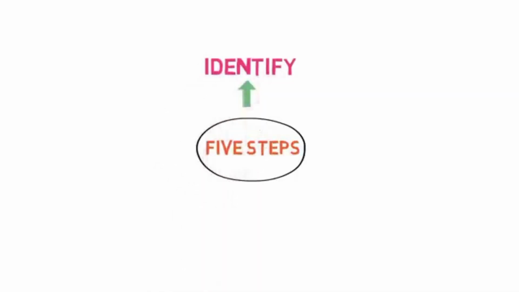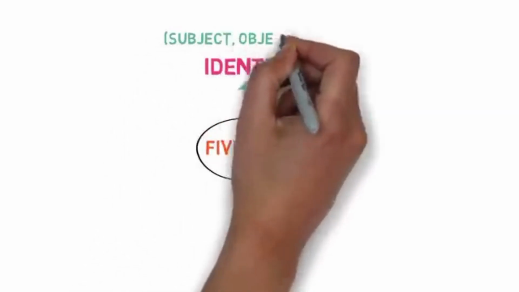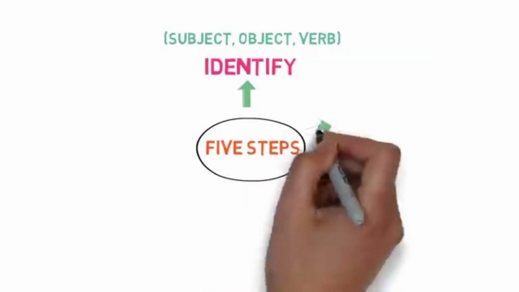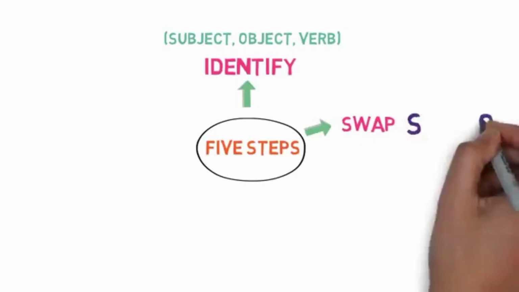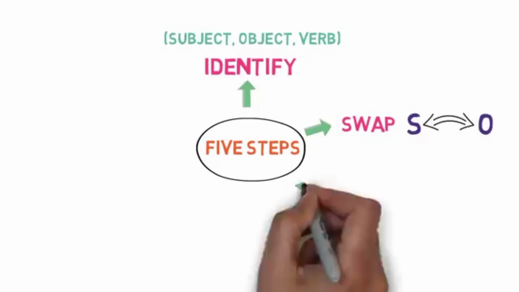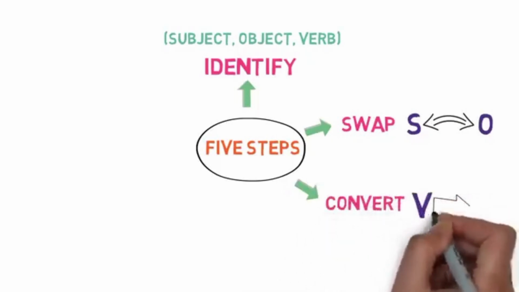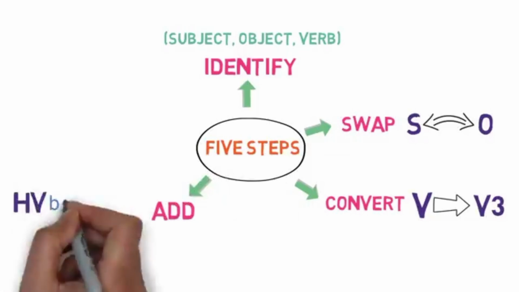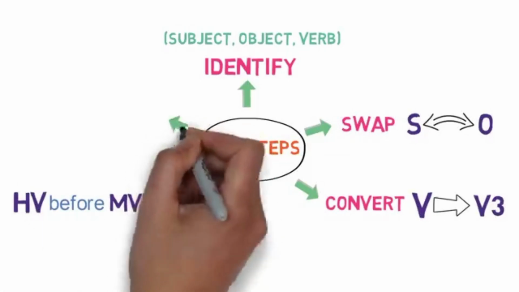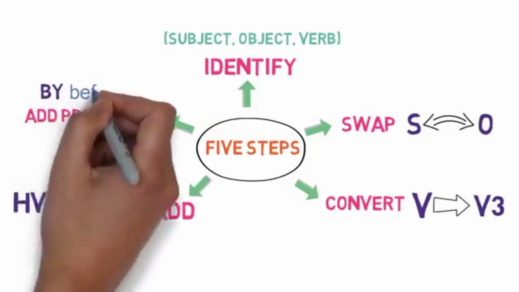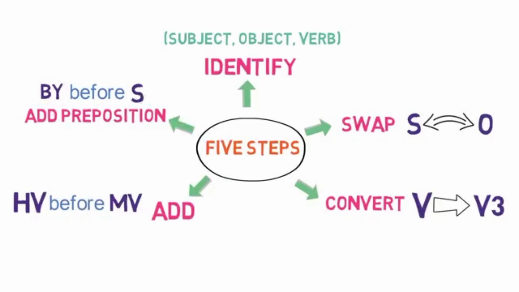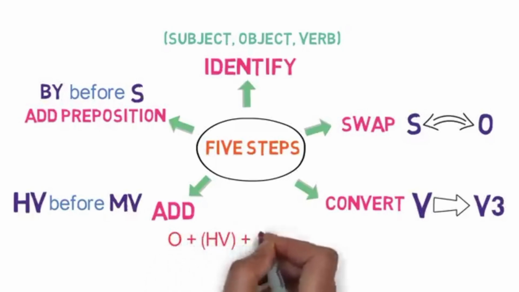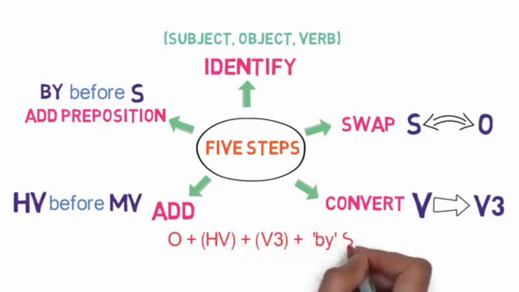First, identify the subject, object and main verb in any sentence. Second, swap subject with the object and object with the subject. Third, convert the main verb into the third form of verb. Fourth, add a proper helping verb of to be before main verb. And fifth, add preposition by before the subject. So, at the end, the sentence structure of passive voice is object plus helping verb plus verb's third form plus by and then subject. These are the simple 5 steps which we need to follow.